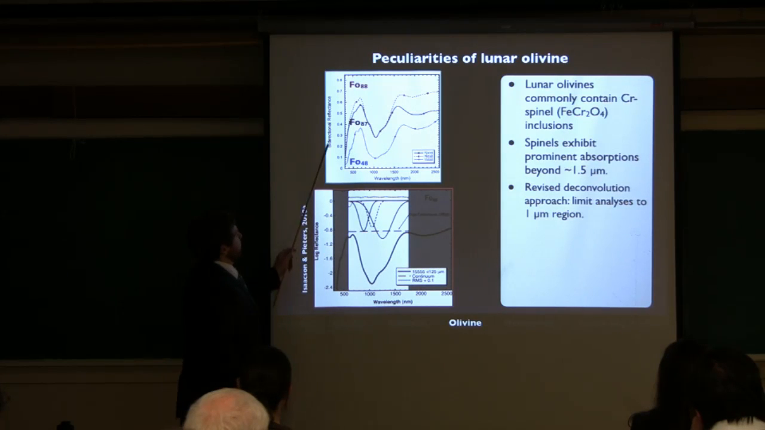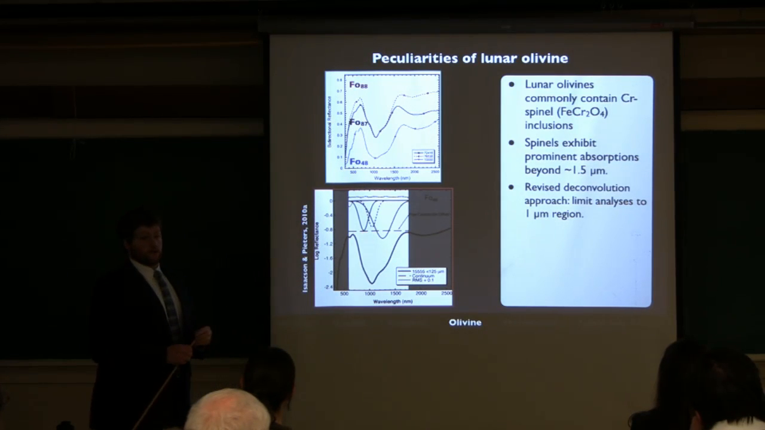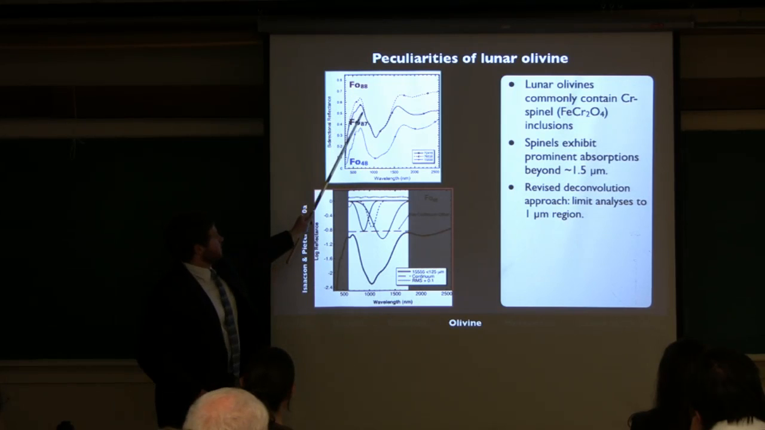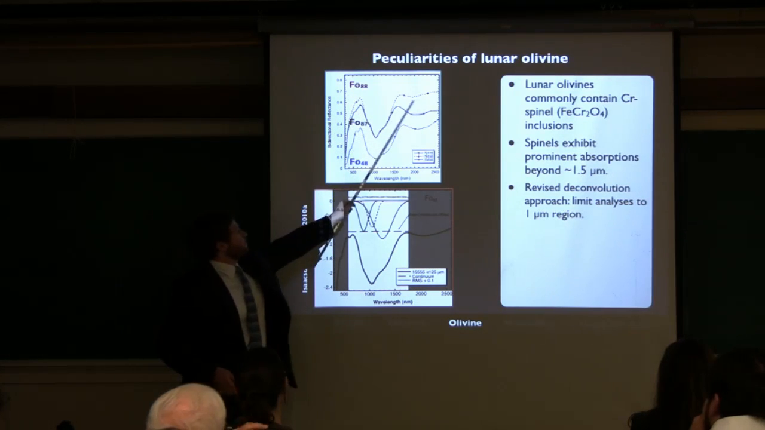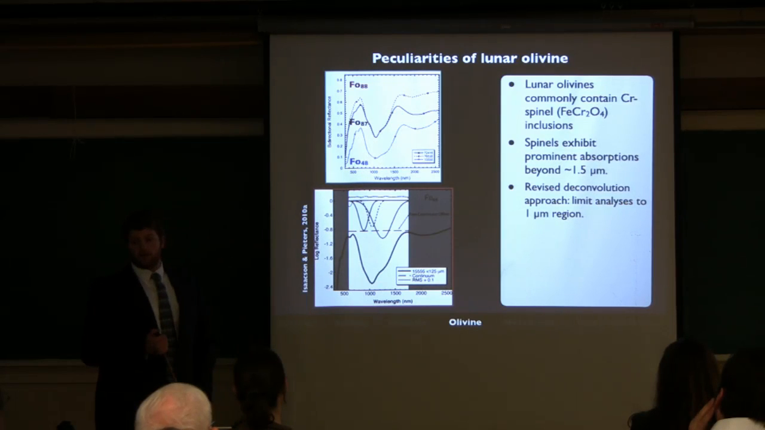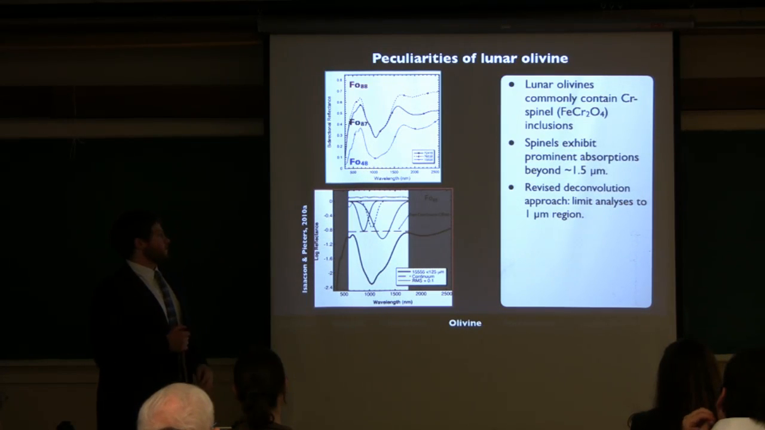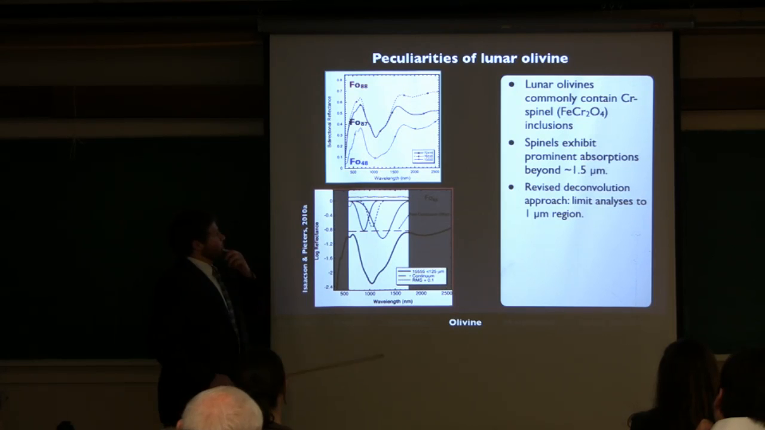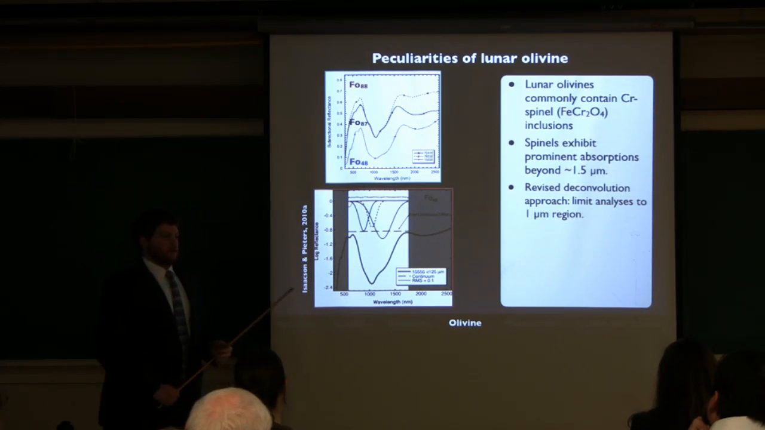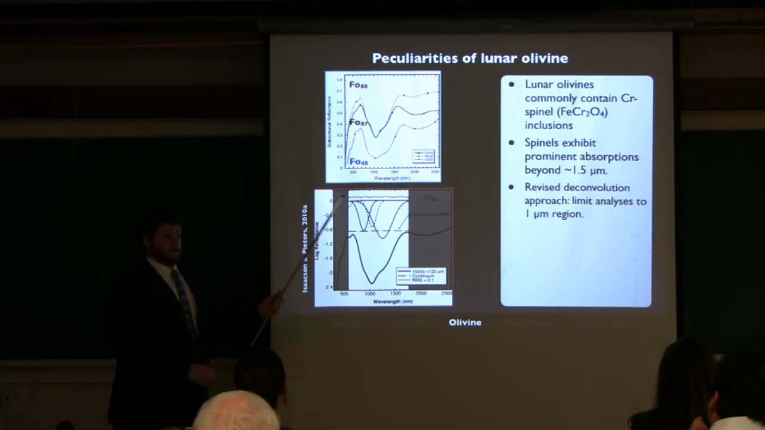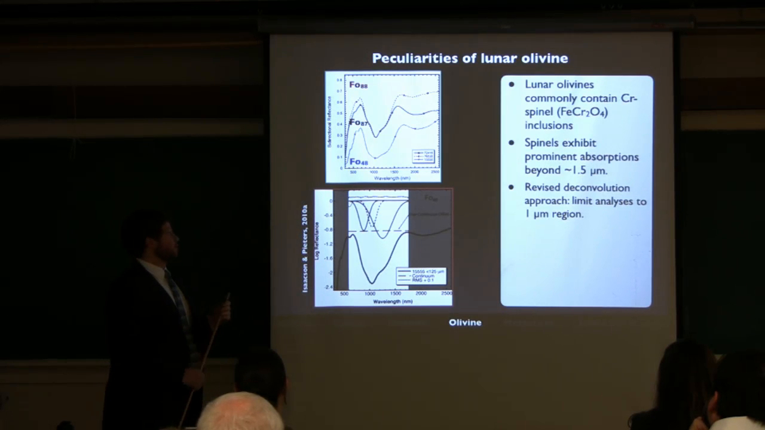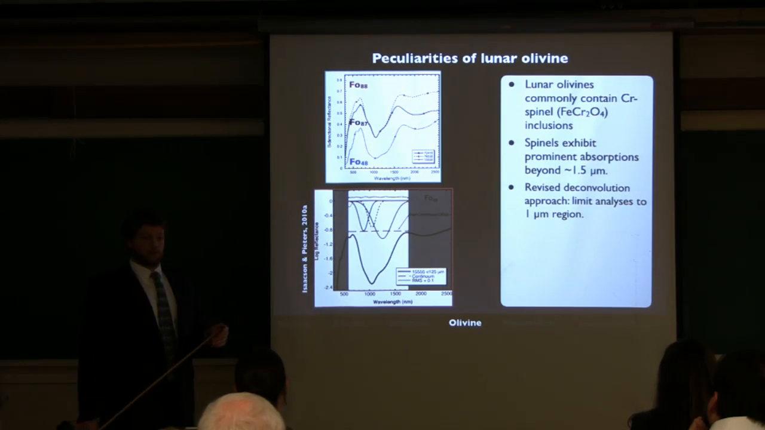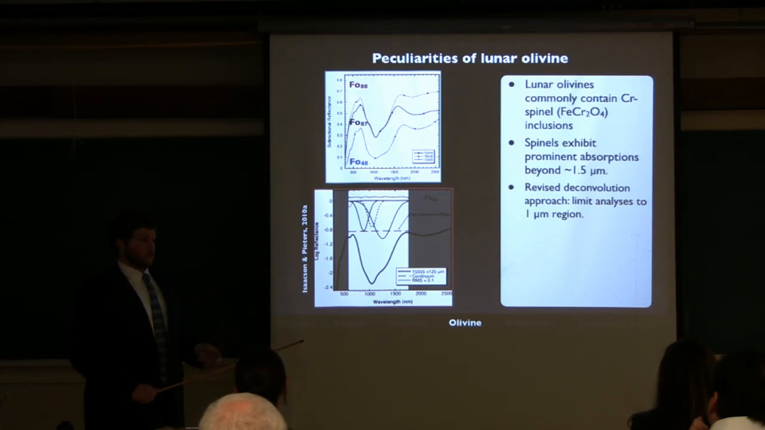So these are 3 examples of lunar olivine reflectance spectra now, and you note that they still have the same prominent absorption features near 1 micron, but they have these absorption features at long wavelength, which we attribute to these chromite inclusions. And it turns out that these inclusions make it almost impossible to model these with a traditional approach that you might use for a terrestrial olivine that doesn't have these inclusions. And so I've had to come up with a modified approach to deal with these and return results that are consistent with terrestrial olivines.